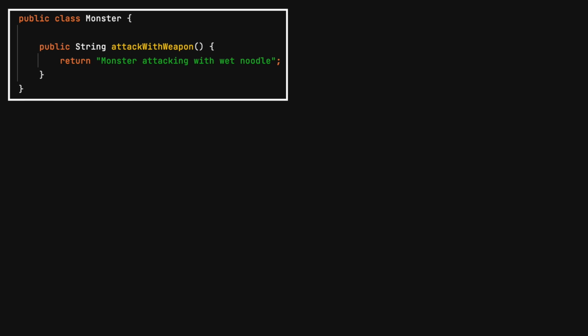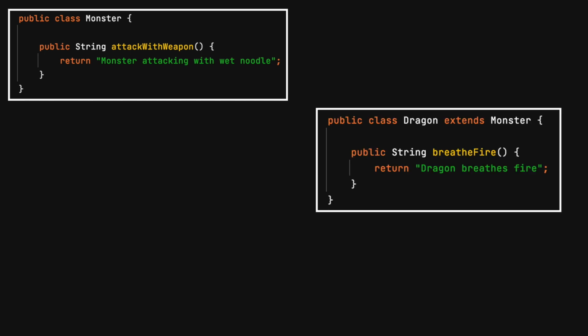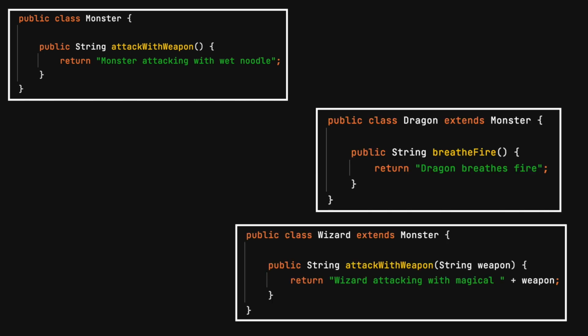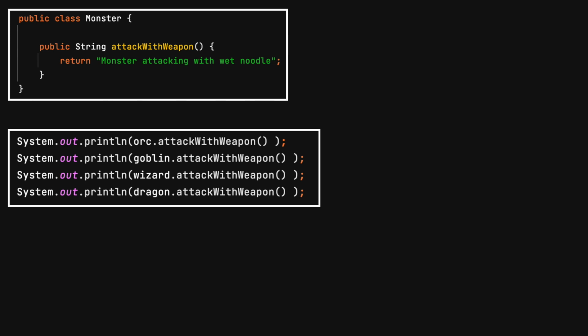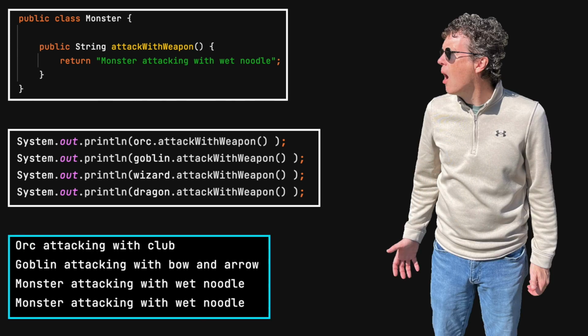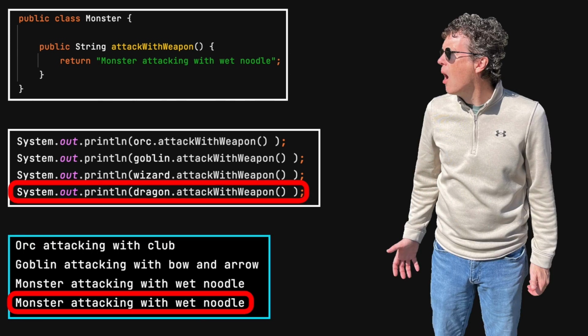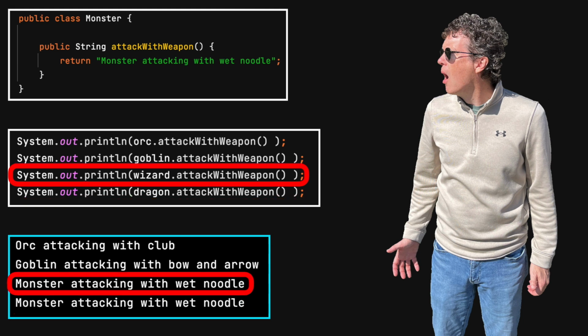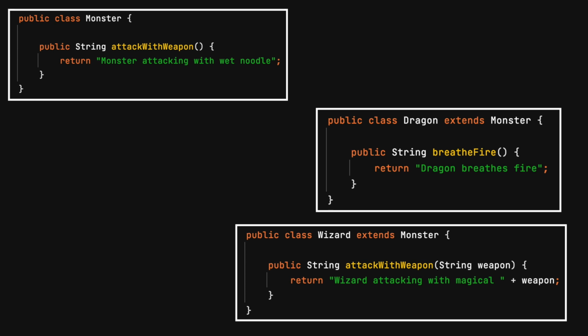Staying with the inheritance approach, let's add a dragon class and let's allow a wizard to attack with his choice of weapon by adding in a parameter. The application compiles and runs, but the results don't make sense. Dragon cannot use a weapon, they breathe fire. And the wizard's weapon choice did not appear. The problem with this solution, it is breaking the L in SOLID.